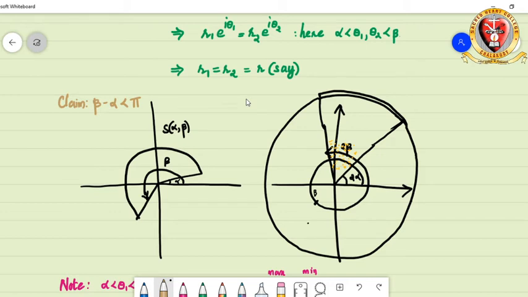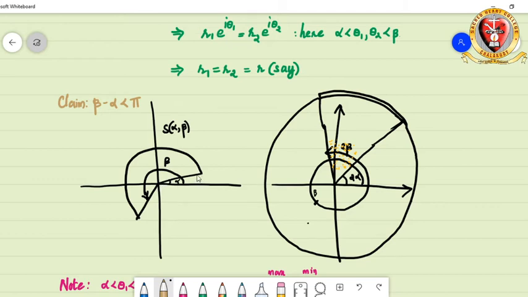Alpha strictly less than theta strictly less than beta for every complex number inside the sector. So this is our claim. So we are assuming that this is not true. That means the difference is more than pi, which is 180 degrees. As a pictorial representation, let's see a figure.